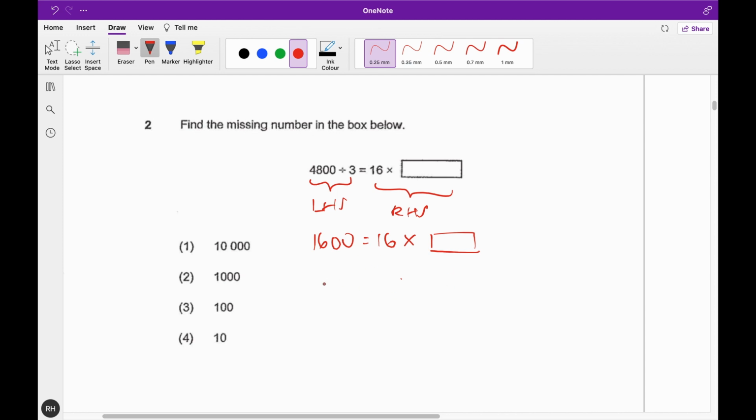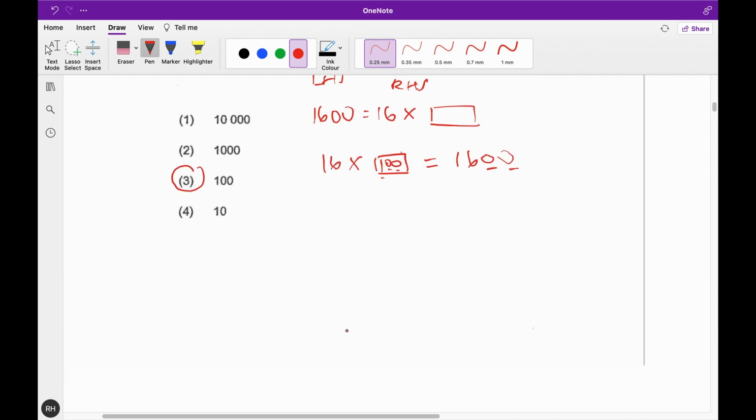Alright, so if we rearrange everything, it will be 16 times the missing number equals to 1,600. So 1,600 divided by 16, now we know the answer here is 100. Or we can see there's 2 0s. Okay, so we just have to put 2 0s over here, and then the front would be 1. The answer is option 3, 100.